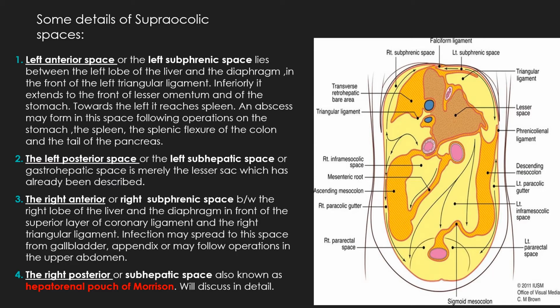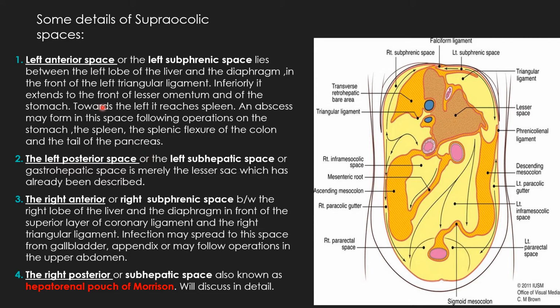So let's start with the details of the supracolic spaces. The supracolic compartment was the part of the peritoneal cavity lying above the transverse colon or mesocolon, and that supracolic compartment was further divided by the attachment of the falciform ligament into right and left spaces. The right space had 2 parts, the right anterior and the right posterior, while the left also had 2 parts, the left anterior and the left posterior.